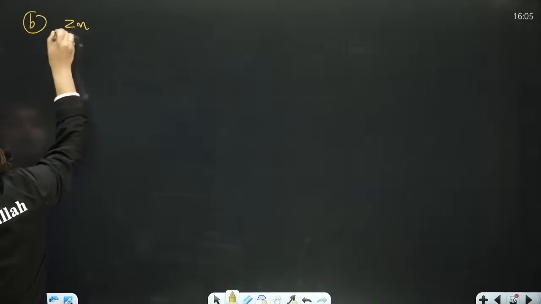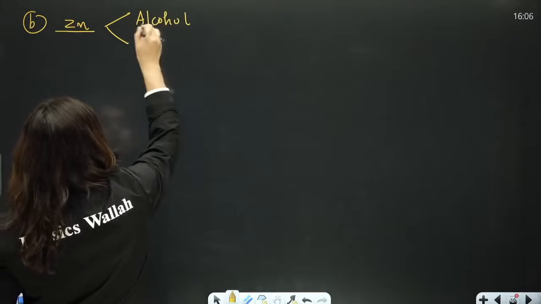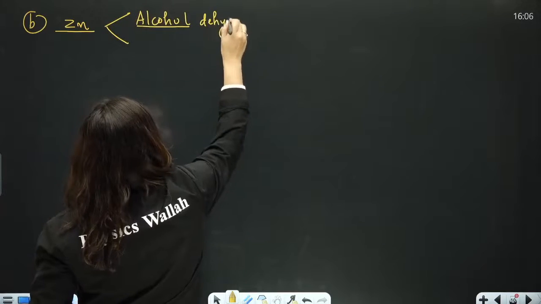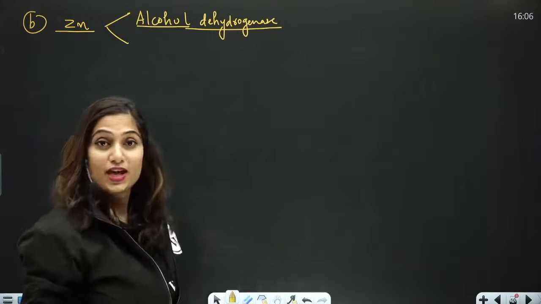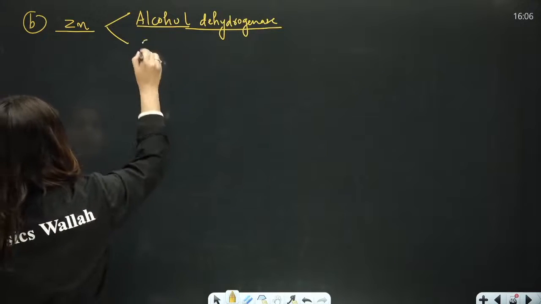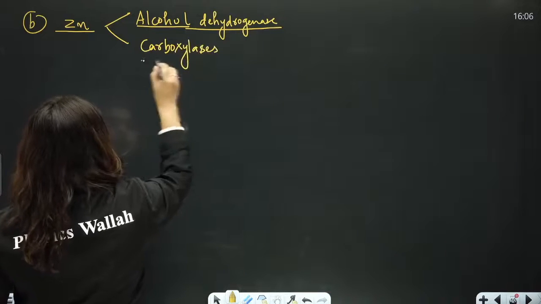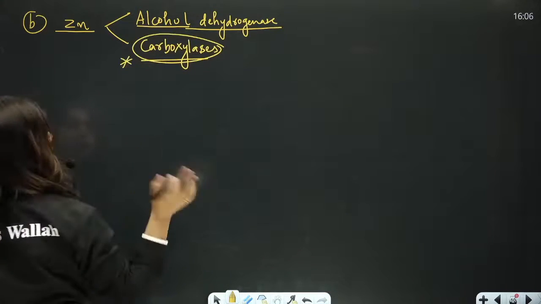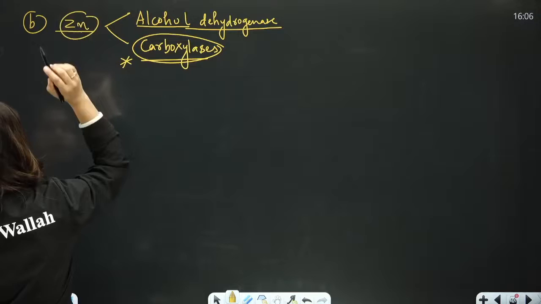Then after this, another important enzyme activator is zinc. Zinc activates two important enzymes. Better learn these along with me. First, a very important enzyme it activates is alcohol dehydrogenase. This particular enzyme is used in alcoholic fermentation, in anaerobic respiration. And the second class of enzymes it activates are carboxylases. That means carboxylases are activated both by magnesium and zinc, and alcohol dehydrogenase is activated by zinc.